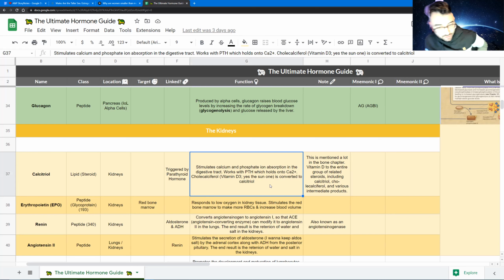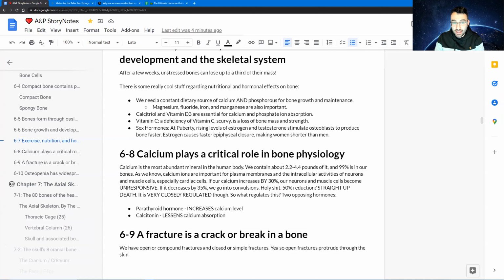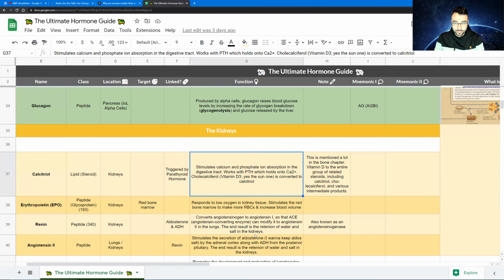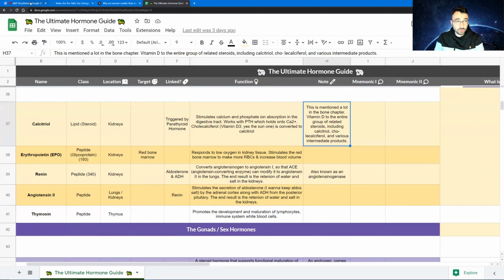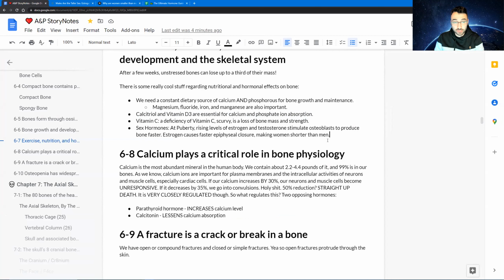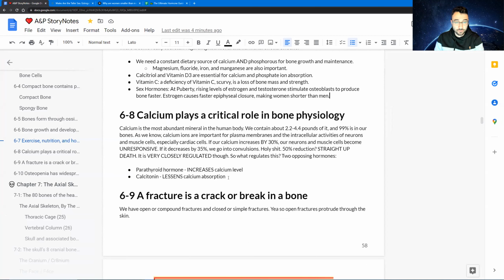Cholecalciferol, which is vitamin D3. Yes, the sun one. Were we just talking about that? Yes, we were. Okay, here we go. Calcitriol and vitamin D3 is converted to calcitriol. This is mentioned a lot in the bone chapter. So there you go. Little preview of our endocrine chapter, which is my favorite one.